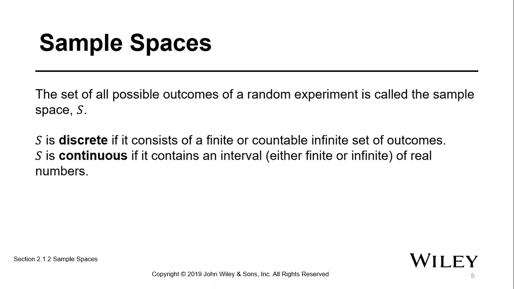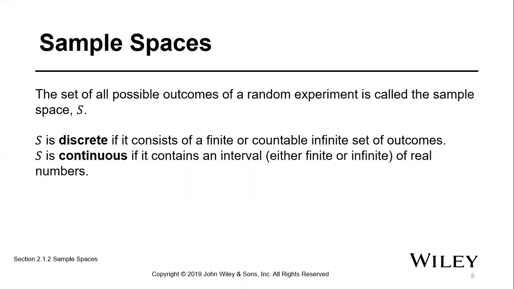This leads to something called a sample space. A sample space is just the idea of all the possible outcomes that I can get in an experiment, and that's denoted with an S. Now, the sample space can be either one of two things. It can be discrete, which is a finite or countable number of outcomes. So for example, if I am flipping a coin, my sample space will either be heads or tails because that's all I can get.